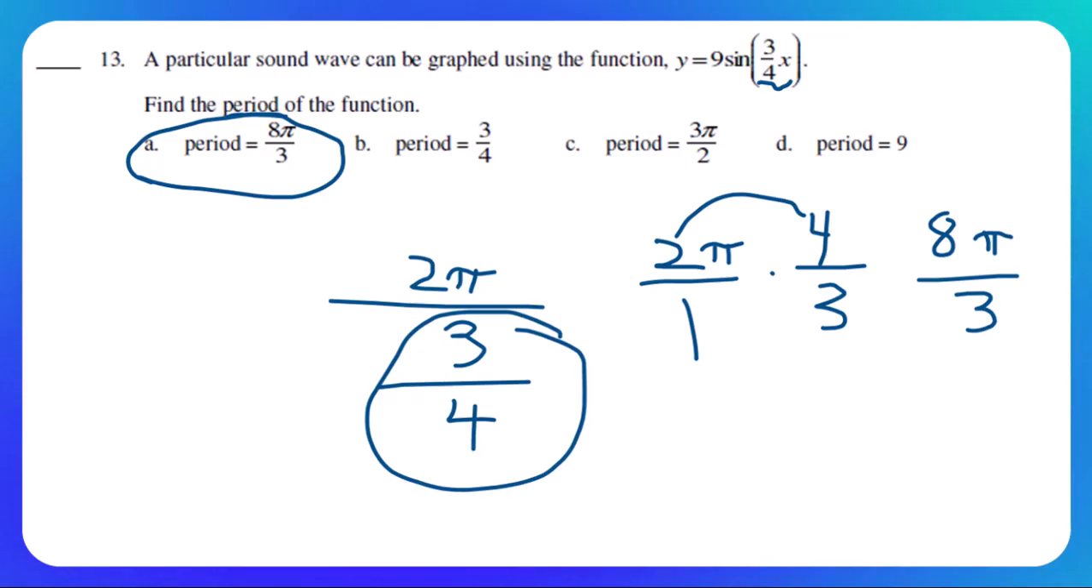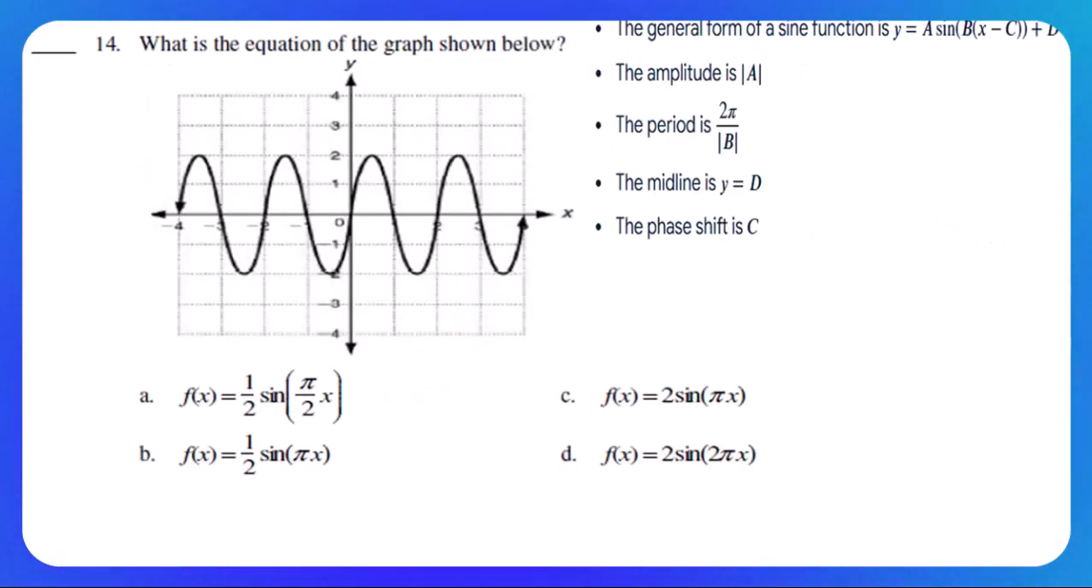All right, one more question. Okay, 14, what is the equation of the graph shown below? So we have a sine wave, and the general form of that equation is y equals A sine B x minus C plus D. A is the amplitude, B, if you divide that into 2 pi, is the period, C is the phase shift, and D is the midline. We write y equals D.